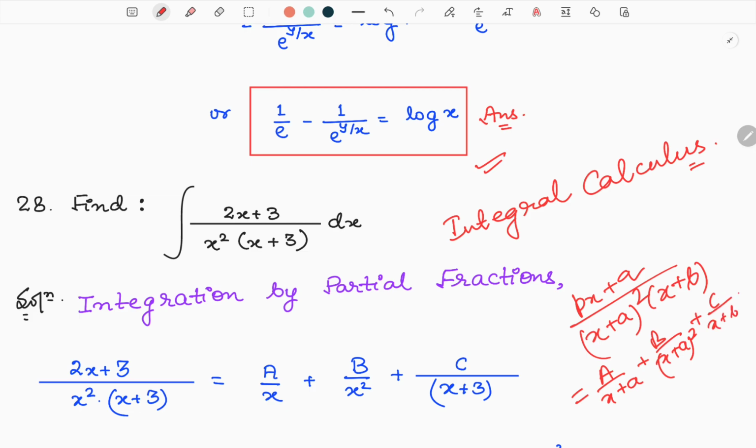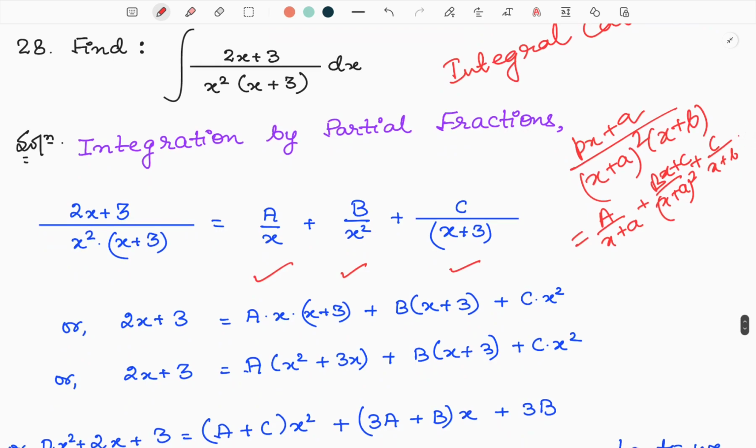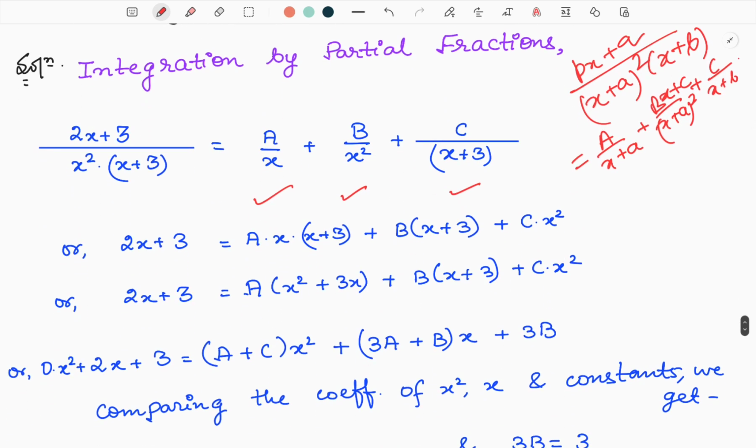If you remember this particular type of partial fraction, you can easily break 2x plus 3 upon x square into x plus 3 into 3 partial fractions, like A upon x plus B upon x square plus C upon x plus 3. Now compare the coefficients by solving both sides. You will finally get 2x plus 3 equals A into x square plus 3x plus B into x plus 3 plus Cx square. Since the LHS doesn't contain any term of x square, the coefficient of x square on the LHS should be 0.